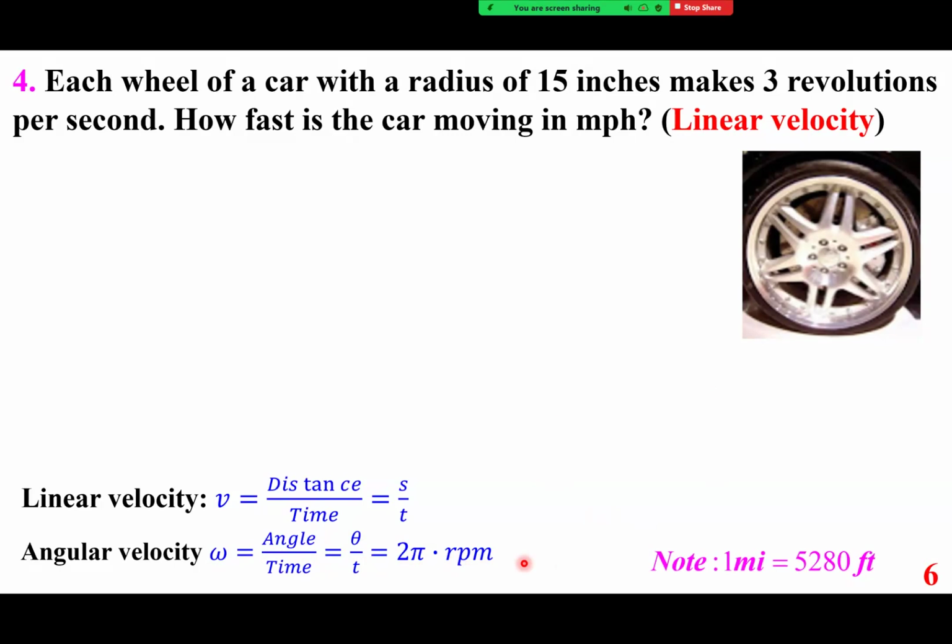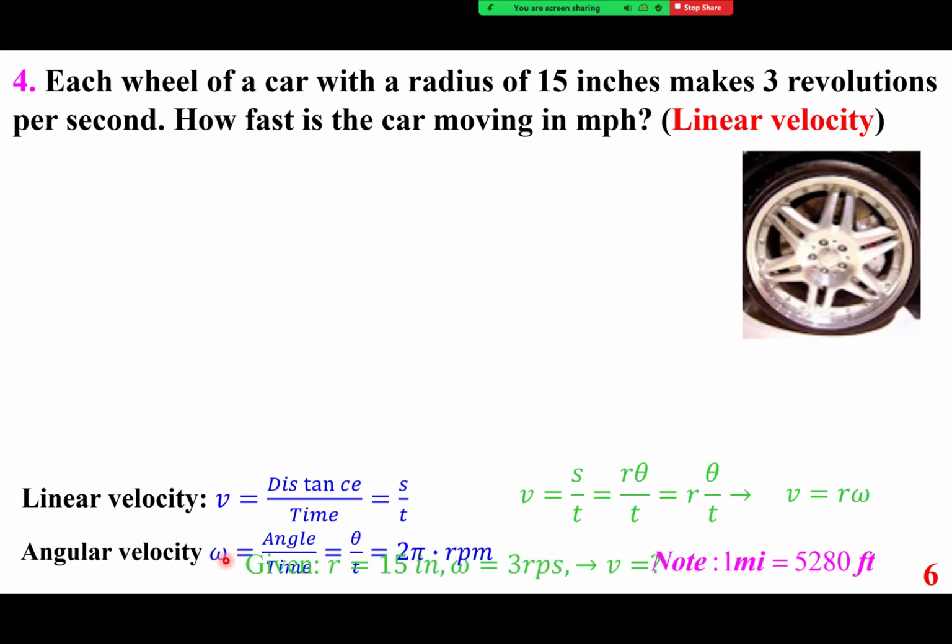And v is s over t. S, we replace it with r theta. We separate the r. Theta over t is omega. V becomes r omega. This is to remind you how we found the relationship between linear velocity v and angular velocity omega.